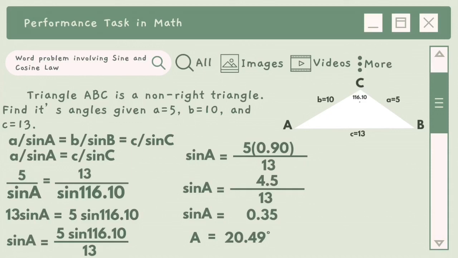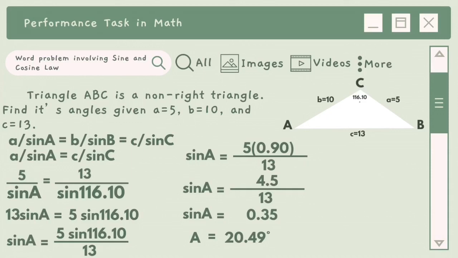Since we're only solving for the value of angle A, we don't need B over sine B. So our formula will be A over sine A is equal to C over sine C. Now we substitute the values. A is equal to 5, C is equal to 13, and sine C is sine 116.10. After that, we cross multiply, and we'll get 13 times sine A is equal to 5 times sine 116.10.